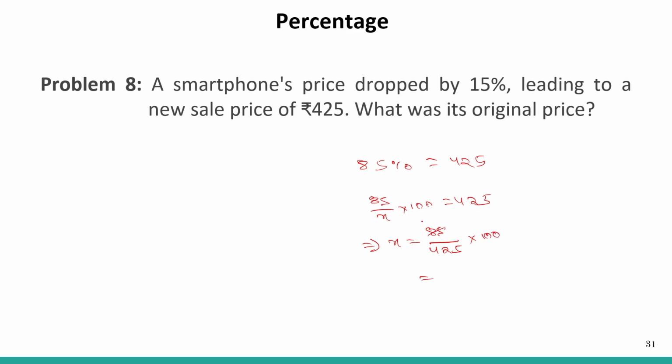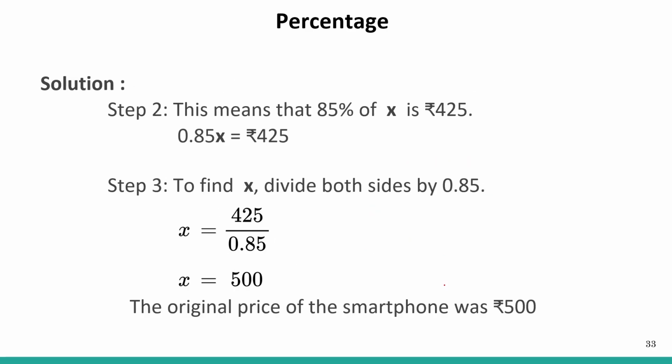If we divide by 5, this will be equal to 17, right? And if we divide this by 5, what will be left is 85. So 17 into 5 is equal to 85. So this will be equal to 1 by 5 into 100. This is equal to 20%. That is 85% of the original price. So 0.85x is equal to 425, and x is 500.